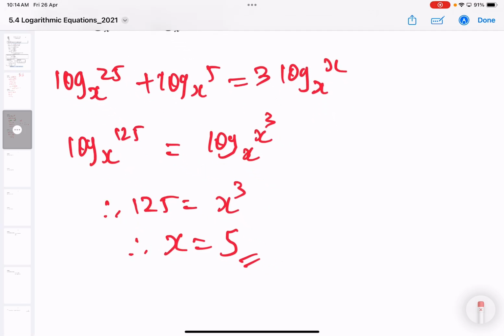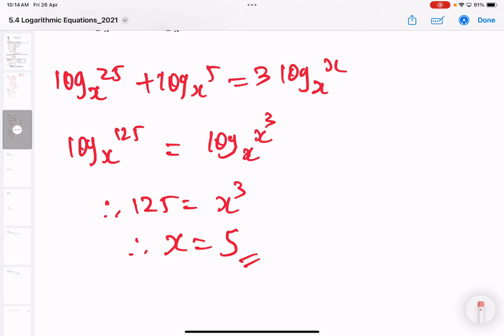Good question. Why is it not plus minus? Because you only get plus minus if the powers are even. If it's -5, you will not get 125. You try. -5 cubed, you won't get 125.